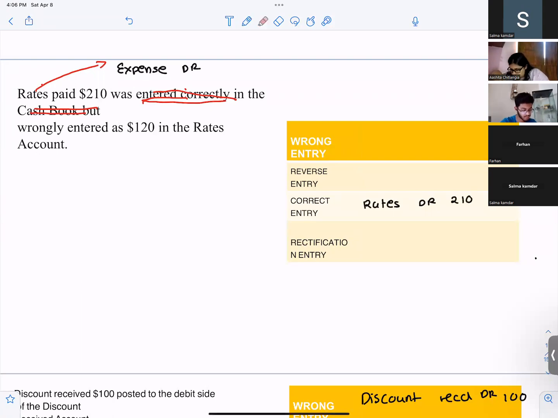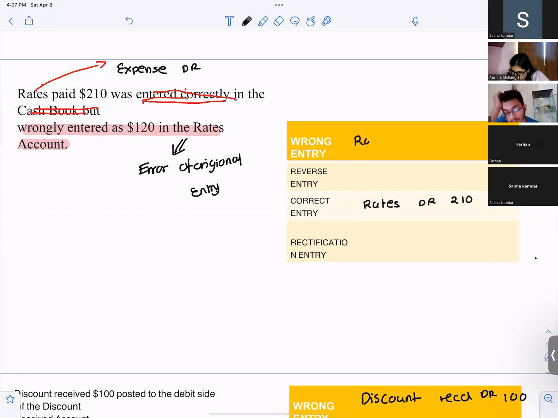What is the wrong that you did? Wrongly entered as 120. The amount is wrong. What is this error called? Error of original entry. Now what is the wrong that you did? Wrong amount. So I did rates debit, how much? 120.